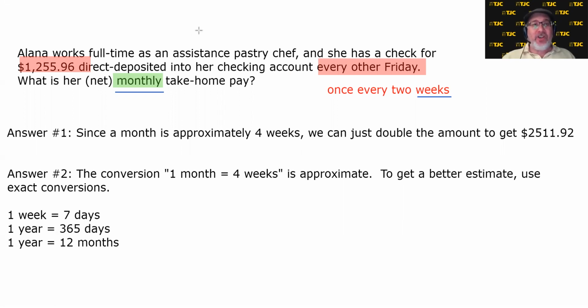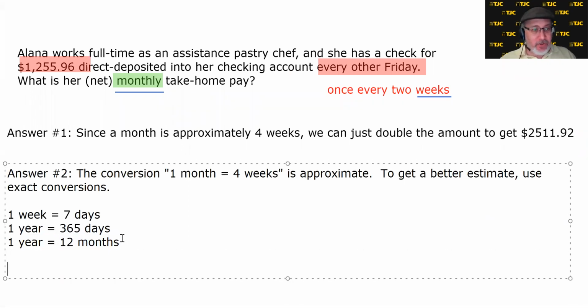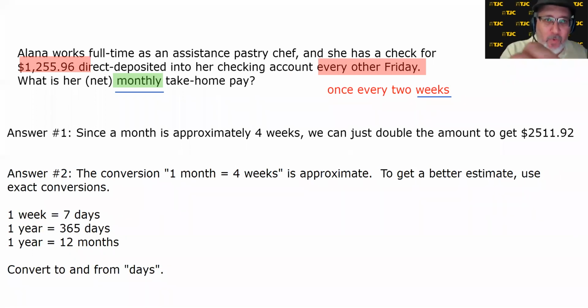The general strategy for doing these conversions using exact conversions and not approximate conversions is to convert to and from days. We have an exact relationship between days and weeks, and between days and years. We don't have an exact relationship between years and months, but we can build one by going from days to years and then years to months. This is easier to demonstrate than to put in words.